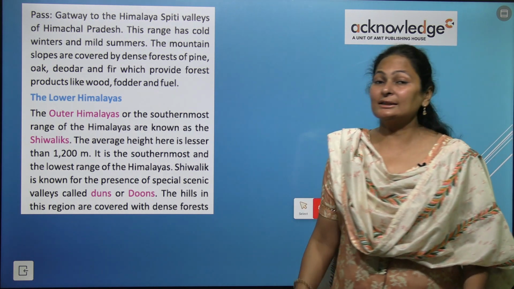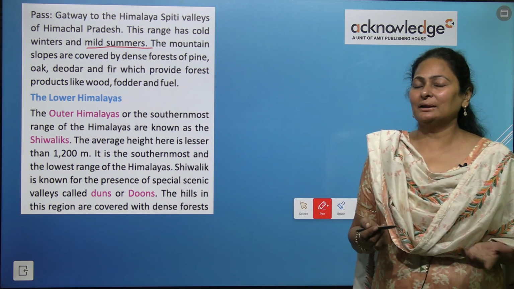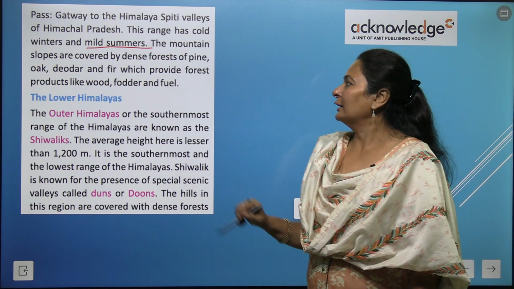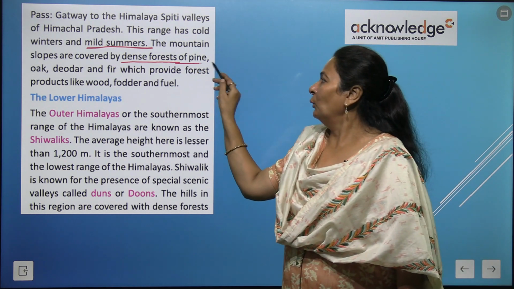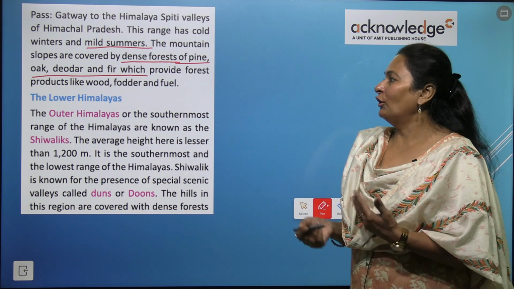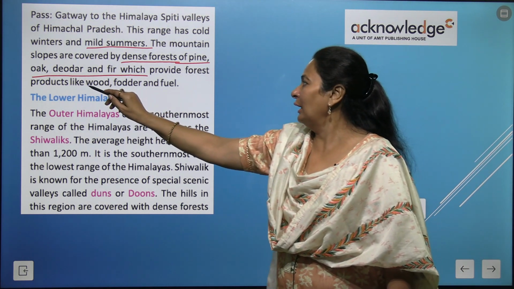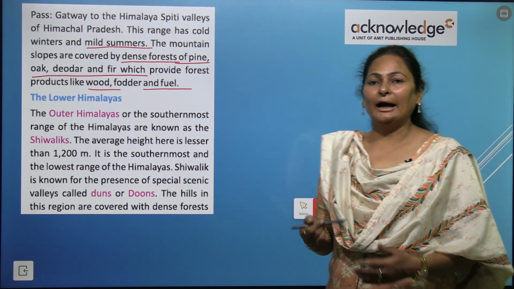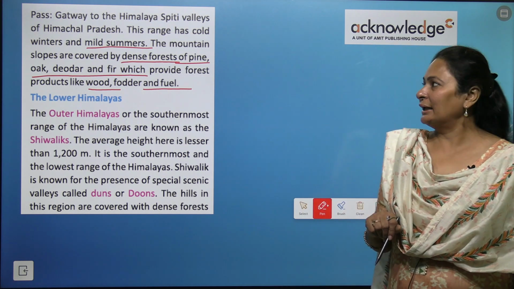This range has cold winters and mild summers because the temperature is low. The mountain slopes are covered with dense forests of pine, oak, deodar and fir, which provide forest products like wood and fuel, right? Wood, fodder and fuel, we get from this range, right?